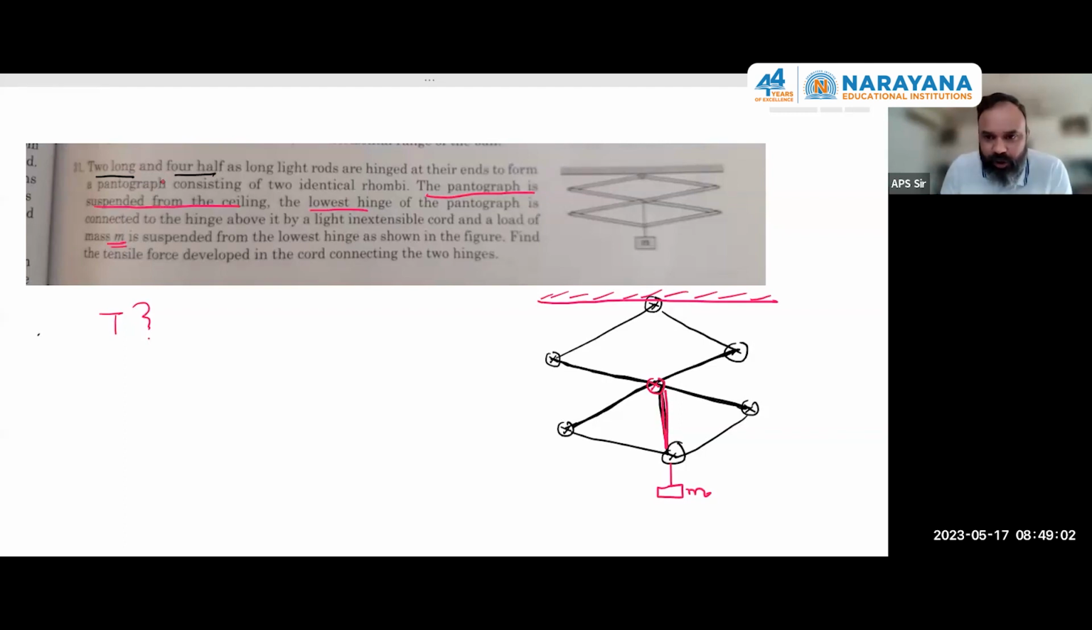Now, he has already said that this system is forming two identical rhombus, right? So you understand that these lengths are equal. Symmetrically, you understand these lengths are equal. Now, because rotation is possible about these hinges, we can write force and torque balance equation after taking appropriate hinge reactions to solve the problem.